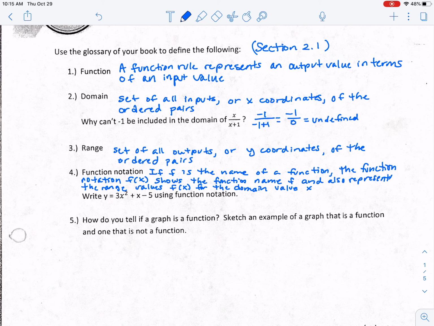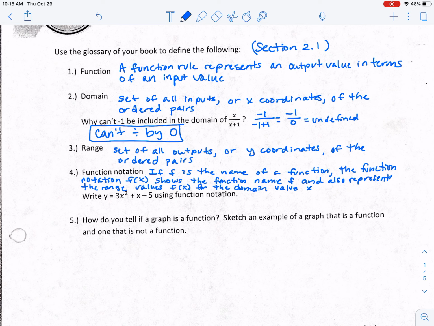So in other words, you can't divide by 0. Let me write that down. Can't divide by 0. It is undefined. Therefore, if it's undefined, it can't be part of the domain. Okay, so it would be all the other numbers except for -1.